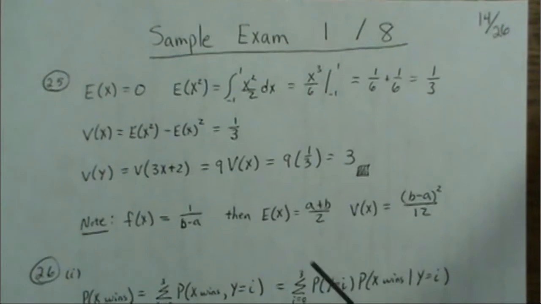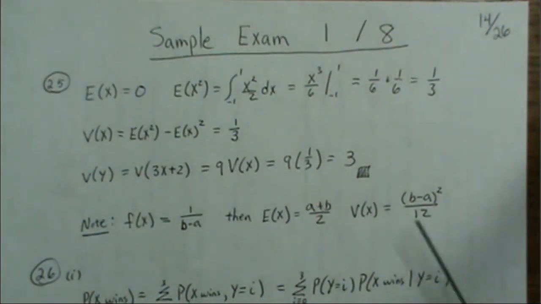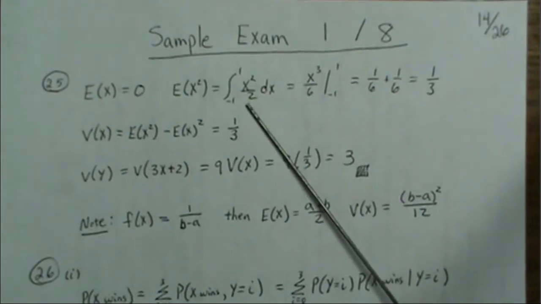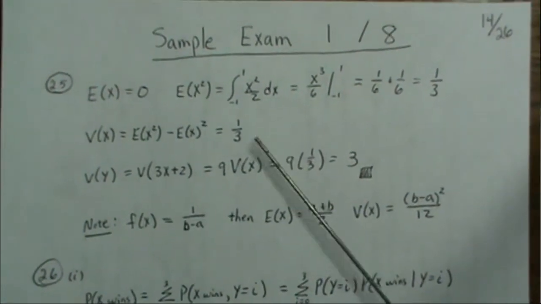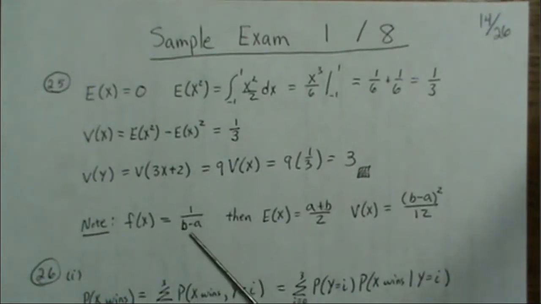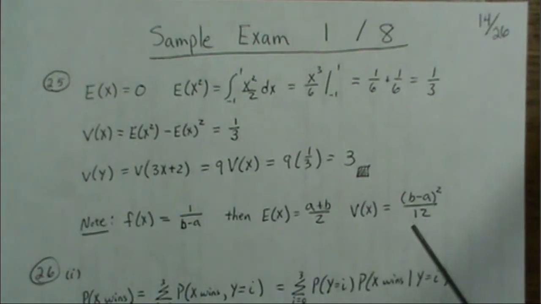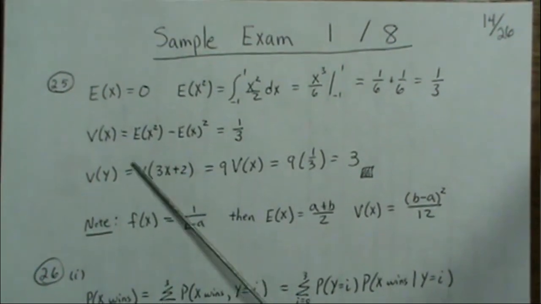So the variance of y is 3. So here, since it is a uniform distribution going from A to B, some of you will just know that these are the mean and variance formulas. I didn't, so I had to find the variance.